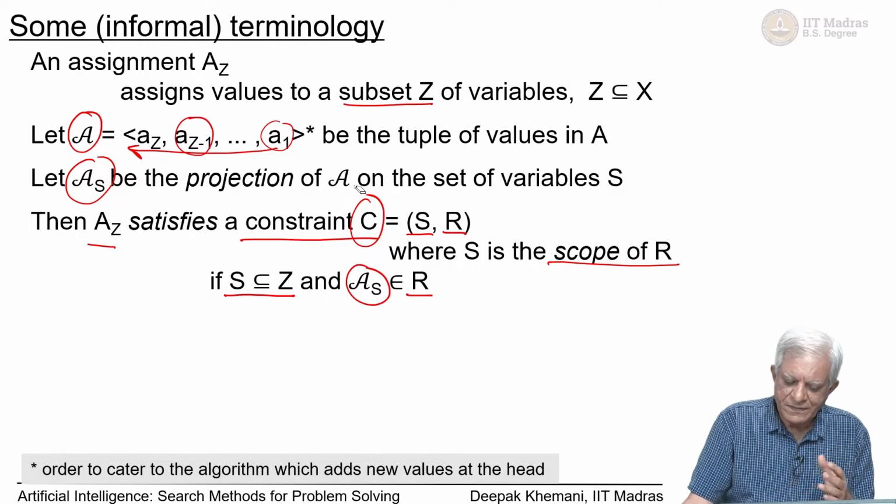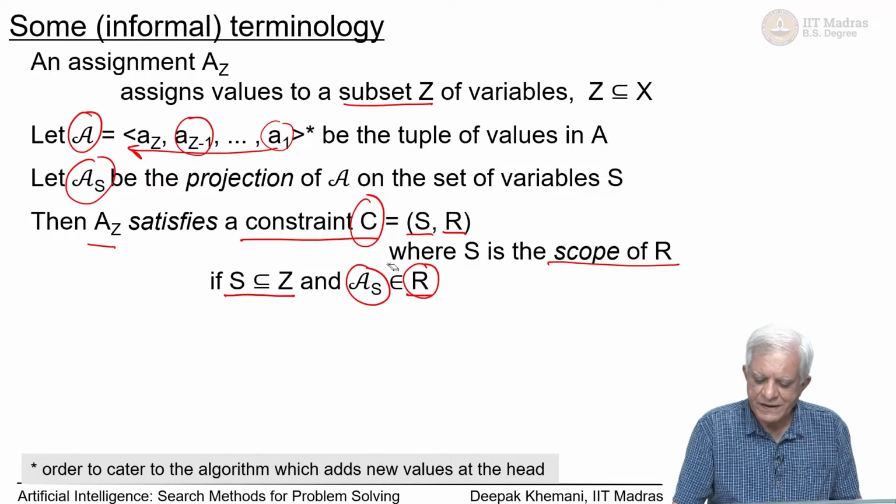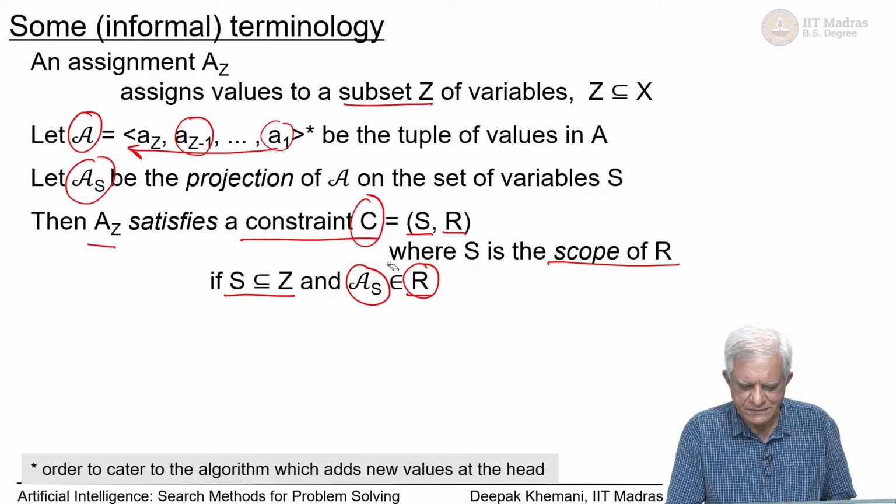So, just to repeat, an assignment AZ, which is a set of Z values for Z variables, satisfies a constraint C, and the C is on a subset S of variables. If that subset S is a subset of Z, which means we have values for all the variables in the scope S, and we have such values that the constraint C, which is represented by a relation R, is satisfied essentially. So, an assignment can satisfy a constraint essentially.